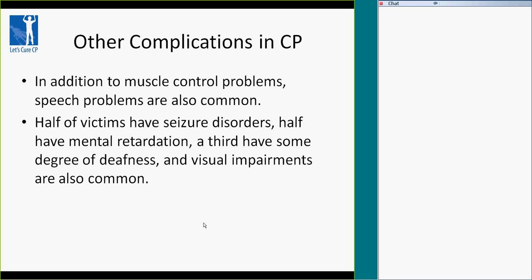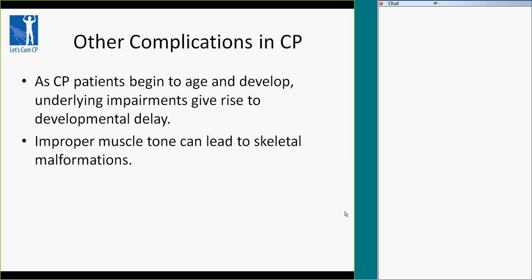In addition to the muscle control problems, we often see speech problems, seizure disorders. About half of patients have some form of mental retardation. A third have some degree of deafness, and visual impairments are also common. And the reasons for all of these we'll see when we cover neuroanatomy a little bit later in the presentation. Let's go to the next slide.